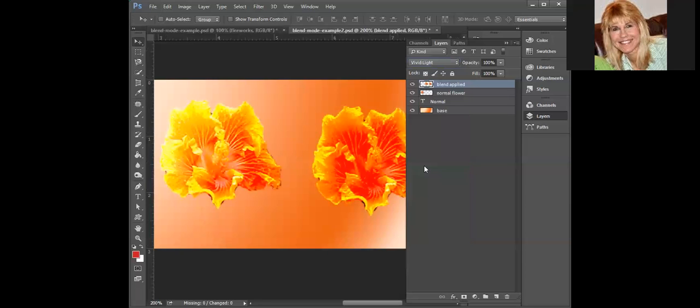Vivid light. This is going to either burn or dodge the colors. So it's going to increase or decrease contrast. Just depends on what you've got in your blend and your base. Burning will darken and dodge will lighten. That's what those two terms mean.